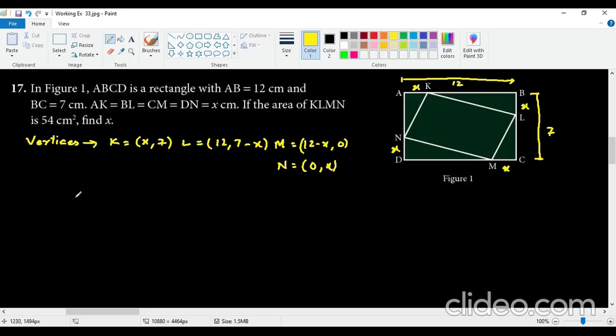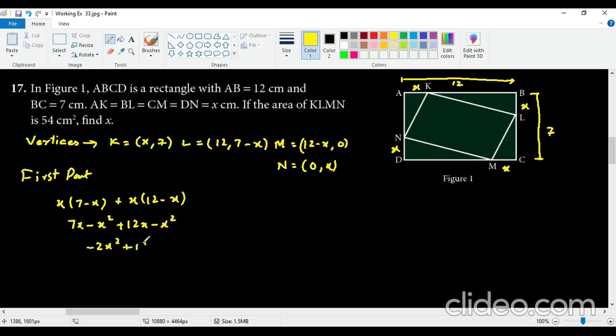According to the first part of the question, it says that x is multiplied by 7 minus x, and plus x and 12 minus x. These are the two values. When we multiply together, we come to understand that it is minus x square and plus 12x, and plus minus is a minus x square. So this gives us minus 2x square and plus 19x. This is the first condition of the question if you see.